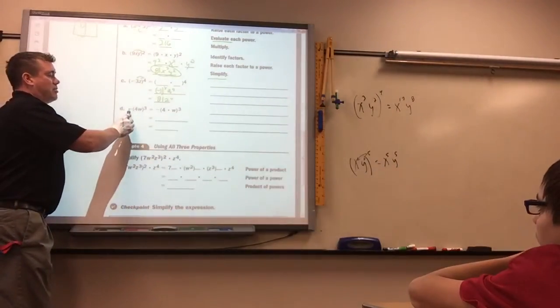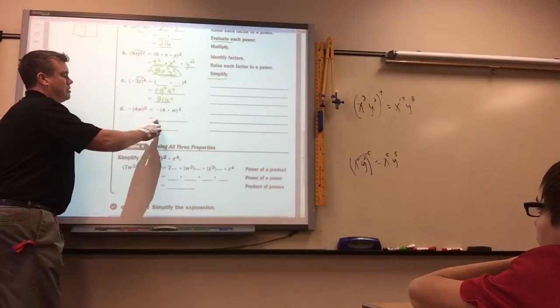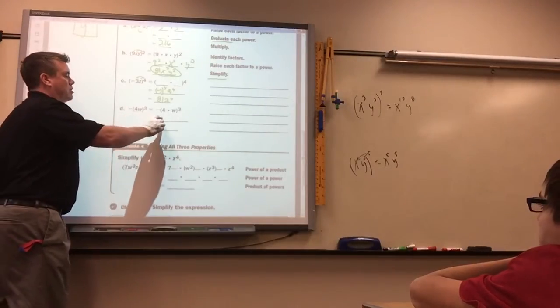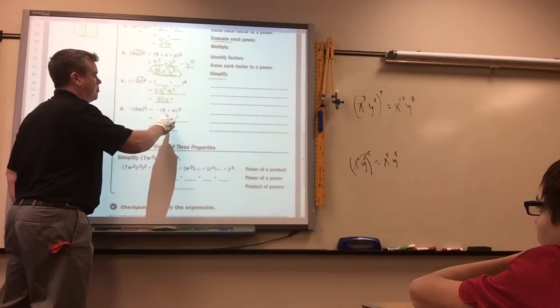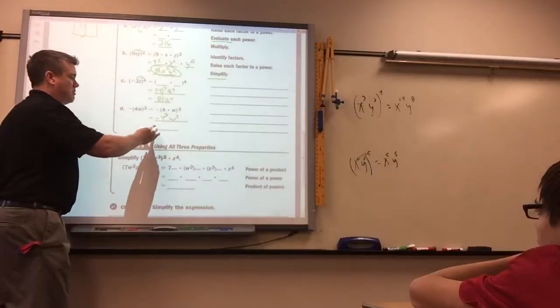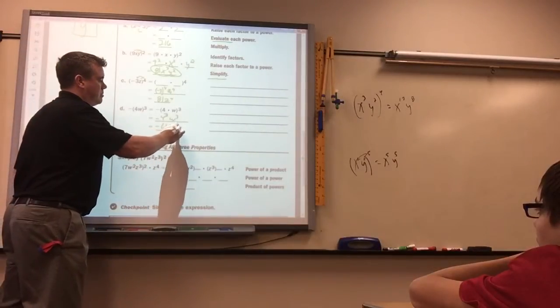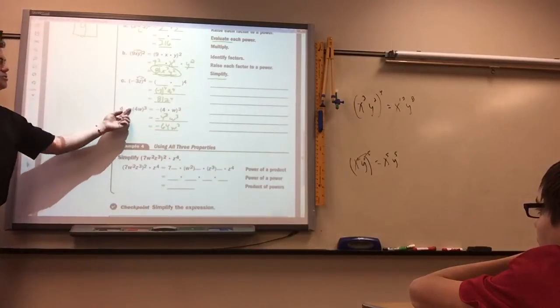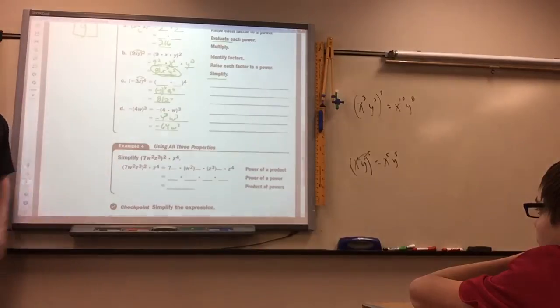Here the negative is out in front, so that's just going to stay there. Then we've got a 4 to the 3rd and a w to the 3rd. 4 to the 3rd is 4 times 4 times 4 is 64. W to the 3rd. The negative is just going to stay right out in front.